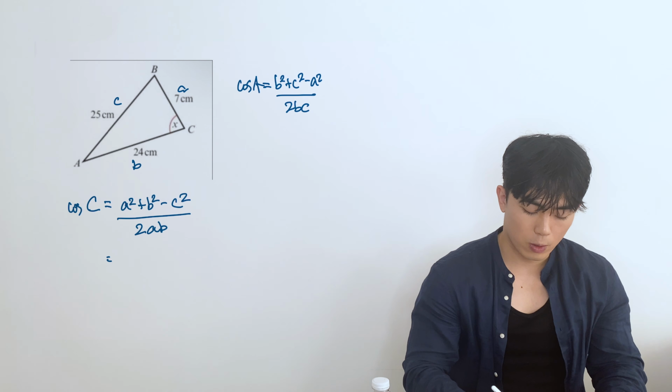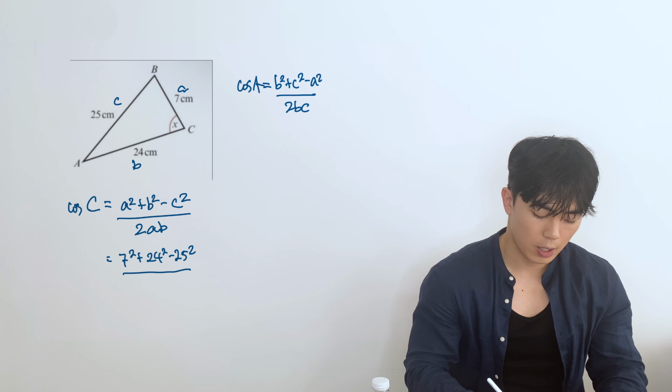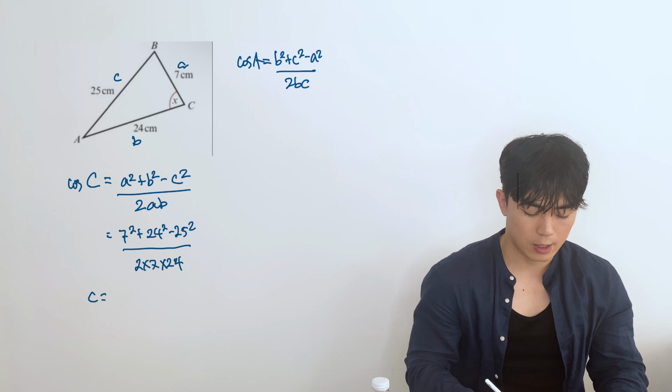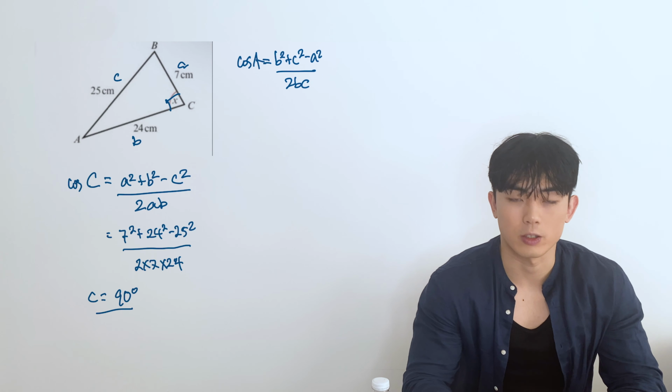So in this case, cos C is 7 squared plus 24 squared minus 25 squared over 2 times 7 times 24. And if you work this out in the calculator, you find that C is actually 90 degrees, which means that this is actually a right angle triangle.